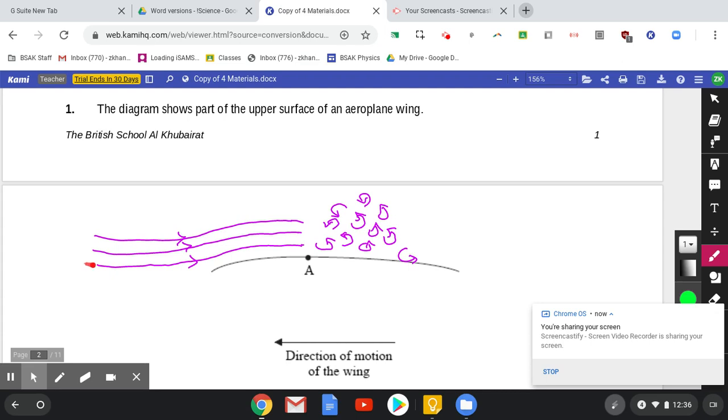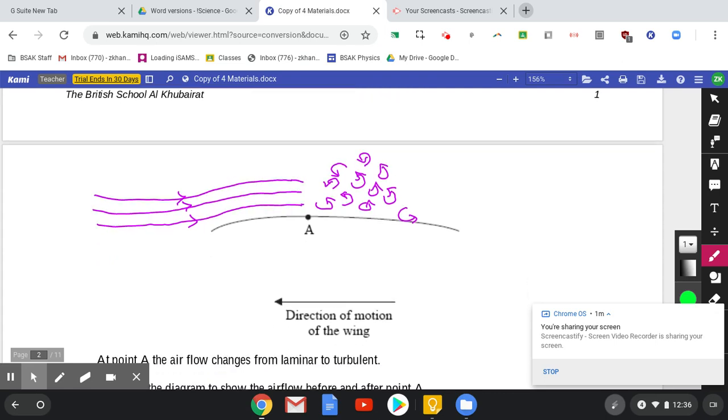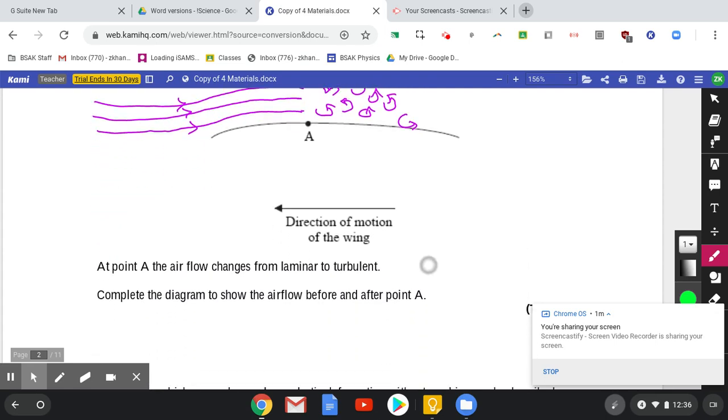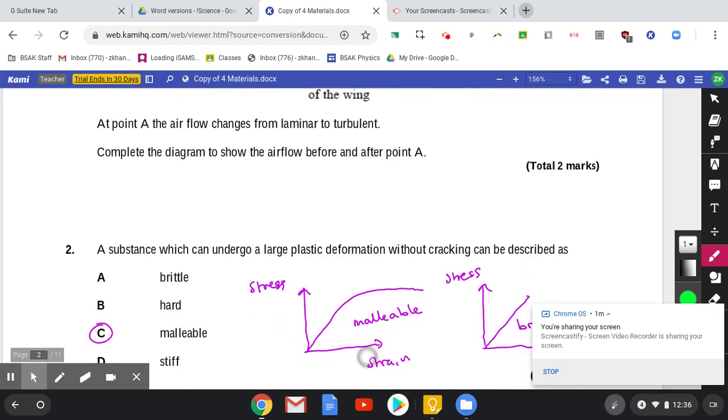So what you've got is laminar flow up to point A. You need to draw at least two of these lines. Otherwise, you won't pick up that mark. The second mark is for showing turbulent flow after point A. So you draw these eddies past point A, pointing in different directions, similar to the way I've drawn them. And that picks you up 2 marks.